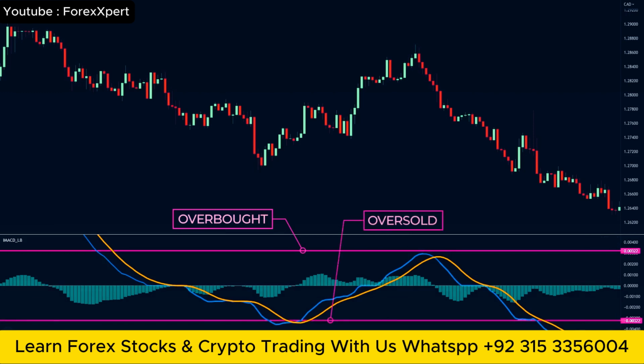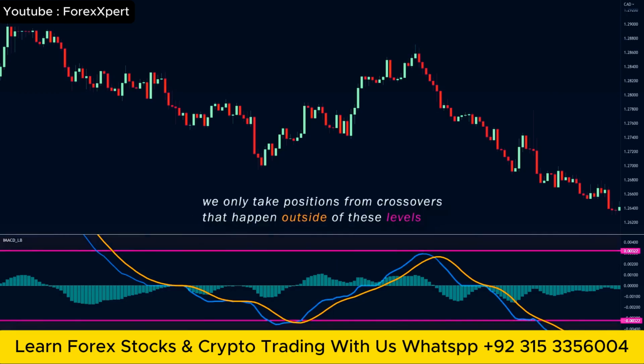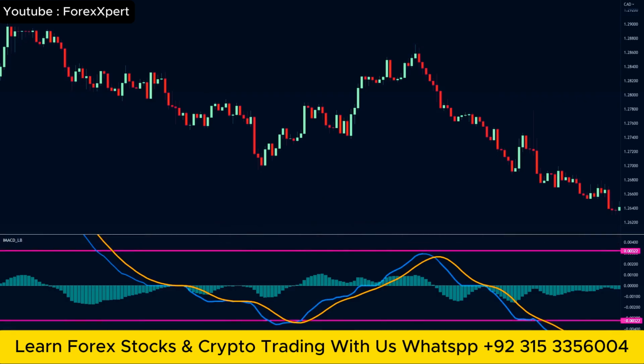So, the reason we apply these overbought and oversold levels to the indicator is because we want to make sure that we only take positions from crossovers that happen outside of these overbought or oversold levels, because this means that the price is overextended, and prices that are overextended will have a higher chance of making significant moves. Now, you may be wondering, how did I determine the exact placement of these lines? So here's how you do it.